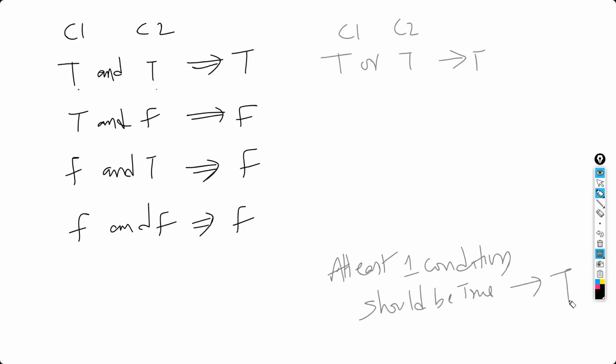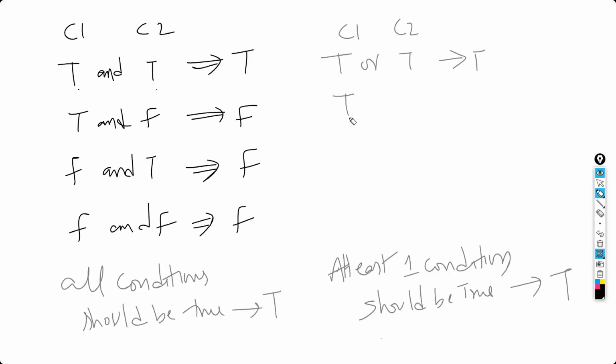But for the AND operator, all conditions should be true. All conditions should be true, then only the overall output is true. All conditions true only, the overall output is true. In this case, at least one condition should be true to get the overall output as true.